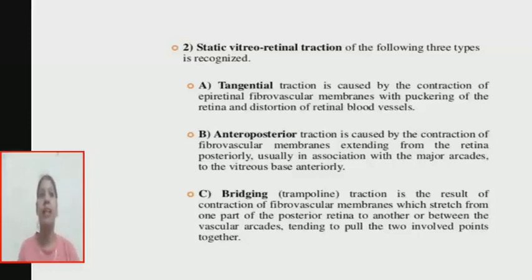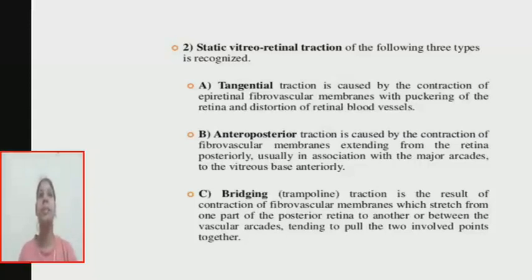B. Anteroposterior traction is caused by the contraction of fibrovascular membrane extending from the retina posteriorly, usually in association with the major vascular arcades, to the vitreous base anteriorly.